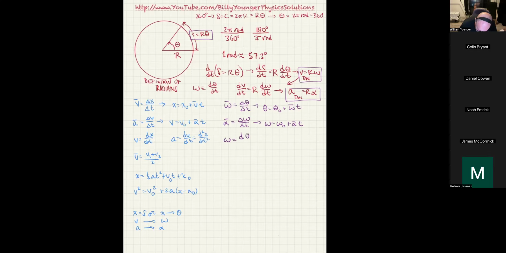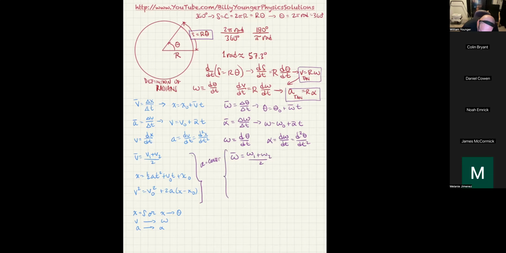So that's the instantaneous one. But then the acceleration could be d omega over dt, which is also d2 theta over dt squared. We also end up getting something along the lines of omega bar equals omega 1 plus omega 2 over 2. And again, these require a equals a constant. And on this side, these are going to require alpha equals a constant.